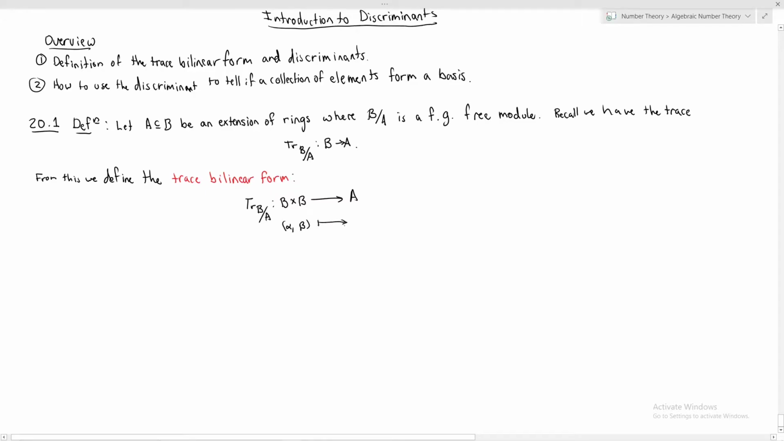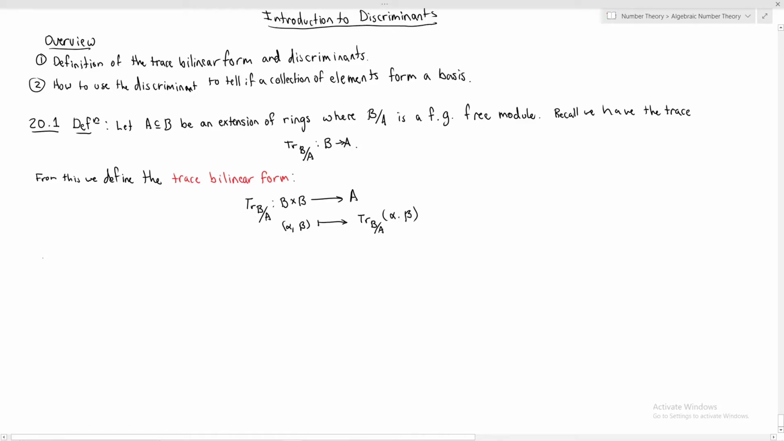This maps alpha, beta to the trace of B over A of alpha times beta. Okay, so basically the trace bilinear form says take the product and then take the trace of this guy. So this is the bilinear form we're going to be using for most of this class. This is why we had the entire lecture on bilinear forms before. And the discriminant is essentially the discriminant of this bilinear form, but in the case of rings, we have to be a bit more careful.